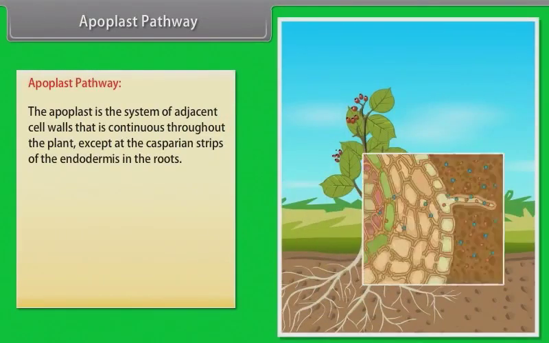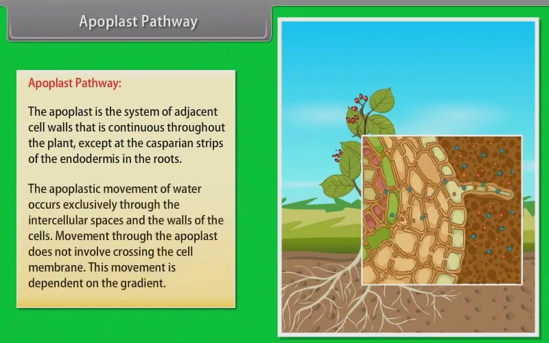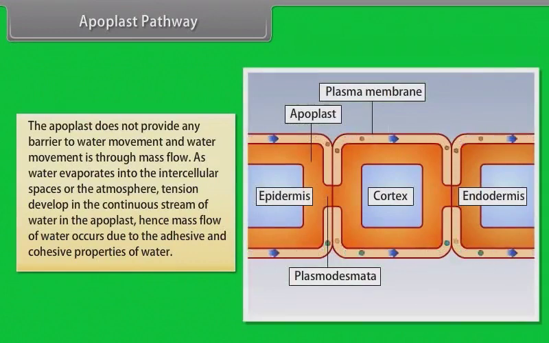Apoplast pathway. The apoplast is the system of adjacent cell walls that is continuous throughout the plant, except at the Casparian strips of the endodermis of the roots. The apoplastic movement of water occurs exclusively through the intercellular spaces and the walls of the cells. Movement through the apoplast does not involve crossing the cell membrane. This movement is dependent on the gradient. The apoplast does not provide any barrier to water movement, and water movement is through mass flow.